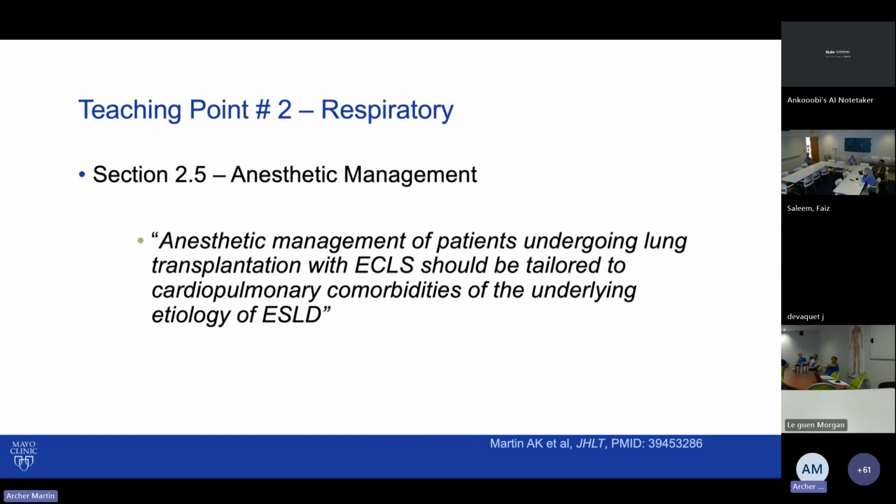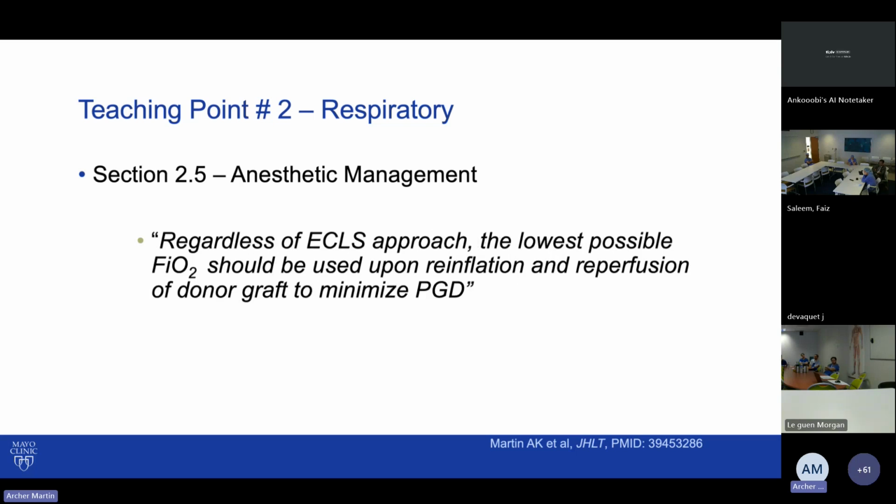What about the respiratory considerations? Anesthetic management of patients undergoing lung transplant with ECLS should be tailored to cardiopulmonary comorbidities of the underlying etiology of end-stage lung disease. Many of these principles that we talk about, once again, seem extremely familiar to us, but we felt as a consensus group, it was very important to really provide this as a complete guide to colleagues who were either starting an ECLS program, who found themselves in issues, and needed to refer to some of these principles that built upon each other.